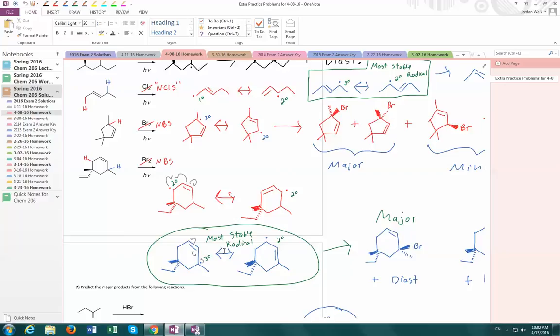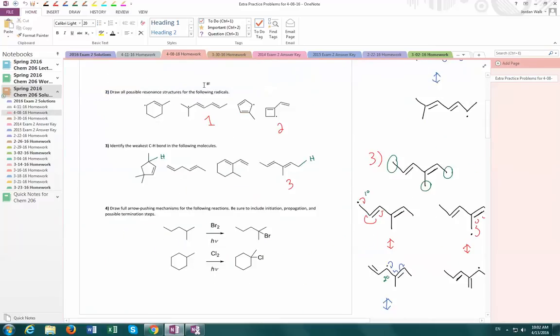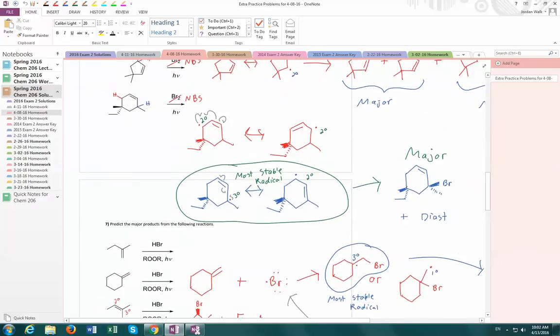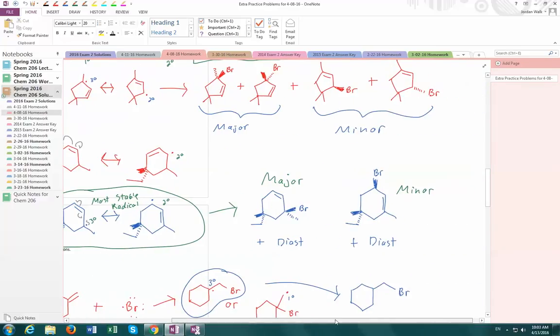Okay, so regarding allylic halogenation, I've had some questions because you can see in the solution to this one, and I'm going to have to scoot it over just a little bit, that there ends up being 4 products, right? There's a major product of this molecule and its diastereomer, plus a minor product of this molecule and its diastereomer.